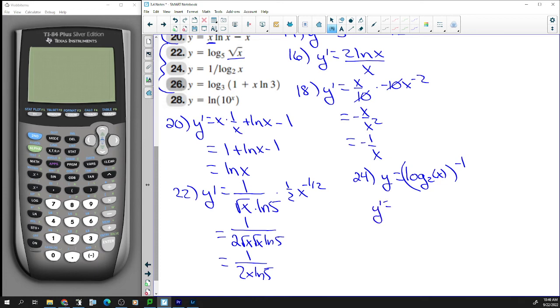So y prime is equal to negative log base 2 of x to the negative 2 times 1 over x natural log of 2. So there's the derivative of the log piece. So we clean this up a little bit. Negative 1 over x natural log of 2, log base 2 of x to the negative, not to the negative now, excuse me. Log base 2 x squared, there we go.